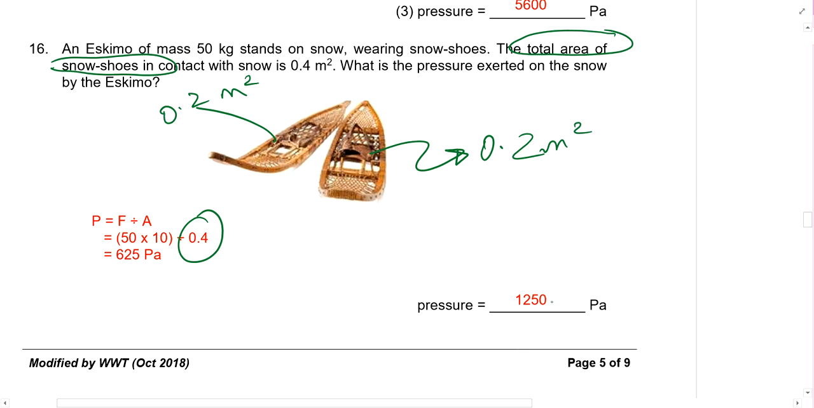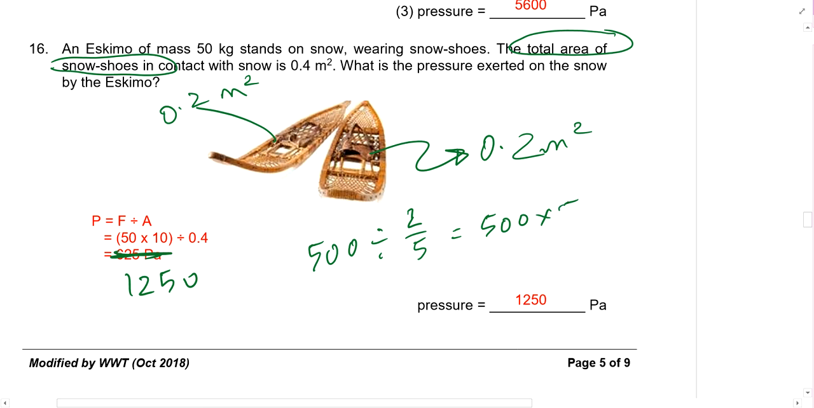So this is our... No, this should be 625. Is that a calculation error? Okay, what's 500 divided by 0.4? 1250. Okay. So this is... okay, yeah, 1250.